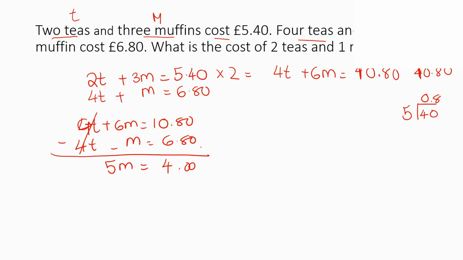And then putting back here, so if we are dividing by 5, we have M equals 0.8, which is 80 pence. So that's one task done here. And now we are trying to find the cost of 1T. So insert the value back and substitute in any of the equations.